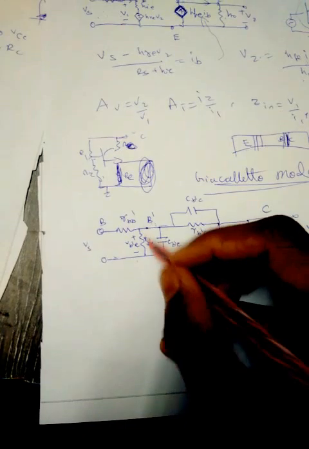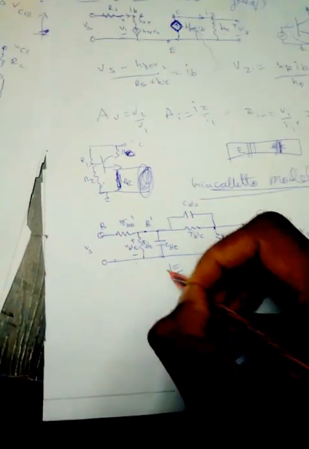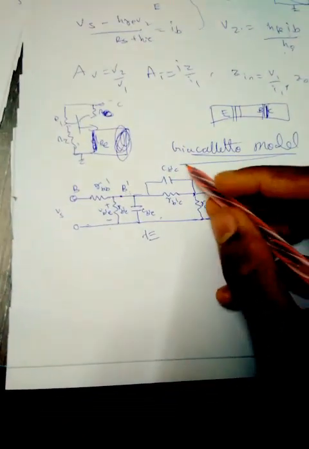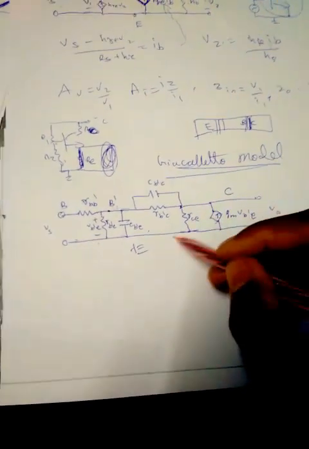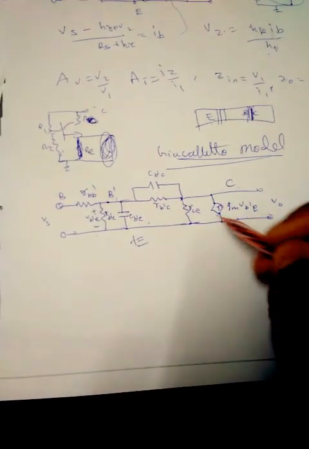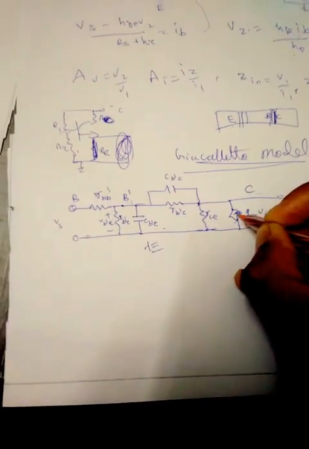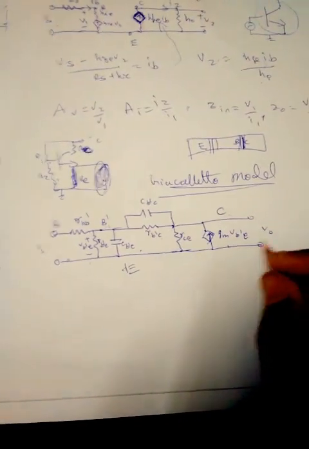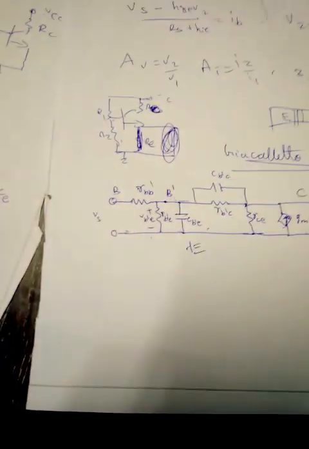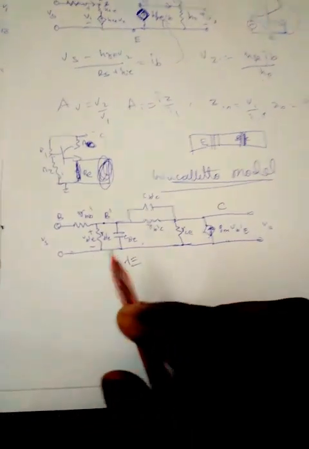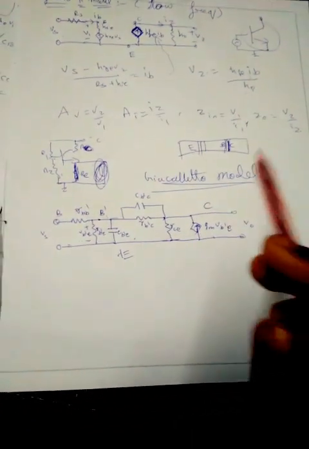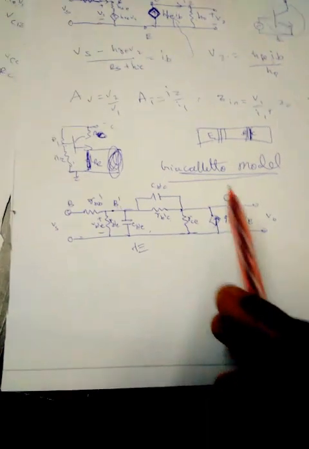This is the resistance between B dash and E, the capacitance between them, the capacitance between B dash and C, the resistance between them, and this is the resistance between E and C, and this is g_m. This is a voltage controlled current source, g_m times V_B'E. So this is the model that is used for the approximation of a transistor into a network at high frequencies.